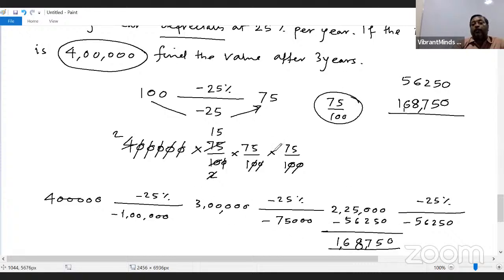So this method also can be used. Here in depreciation, if it depreciates by 25%, that is always minus. So 100 minus 25%, you will have to put 75% over. Here we will always have to calculate by putting 25% negative. This is the difference in both the methods. Am I clear?